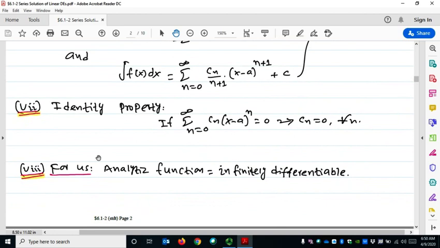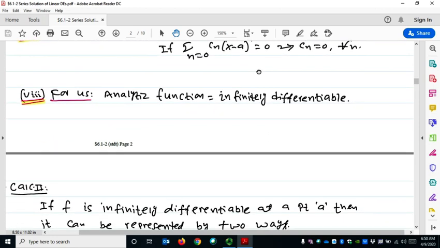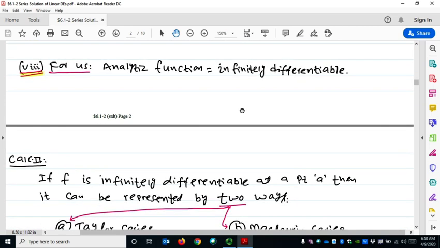Another property, the identity property: if this power series equals 0, then this implies cn equals 0 for all n. This does not mean that the coefficients cn's are not all 0. Another fact: for us, we consider an analytic function as infinitely differentiable, so that means we can represent the function as a power series.